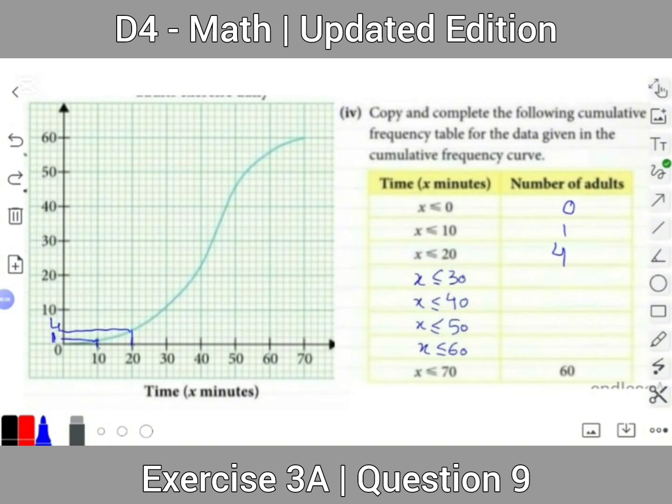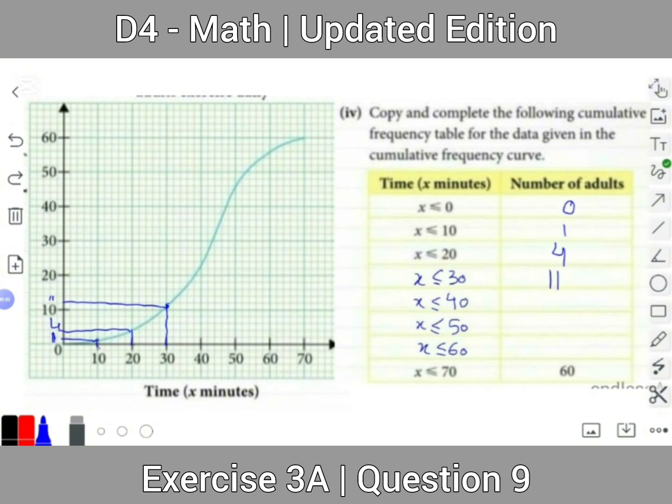Now for x less than or equal to 30, we will again draw a vertical line until it intersects the curve. Now from the point of intersection on the curve, we will draw a horizontal line until it touches the y-axis. So here we have a reading of 11. So the number of adults for time x less than or equal to 30 is 11.